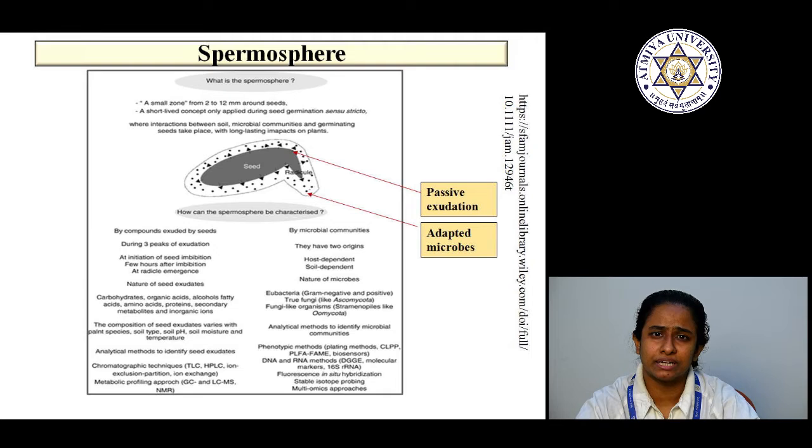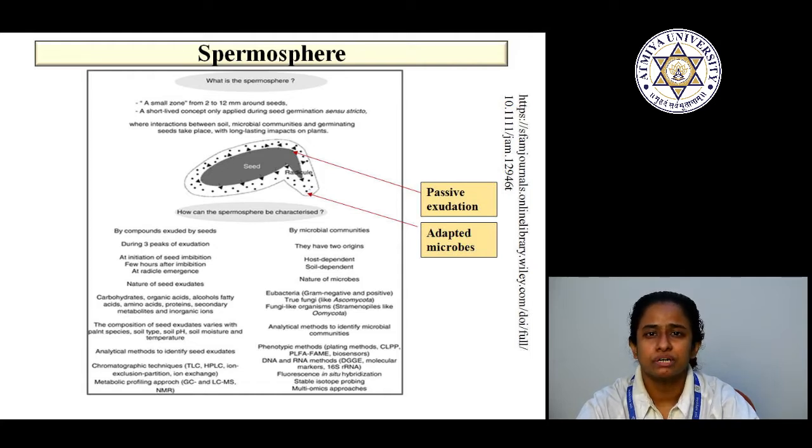There are also certain analytical methods by which you can study these seed exudate characteristics, and you can also predict the group of microorganisms available in such areas. Now coming to other analytical techniques like TLC, HPLC, ion exchange chromatography and GC. These are processes by which you can study the types of compounds released as exudate in the spermosphere. Apart from that, there are also two other regions in this spermosphere.